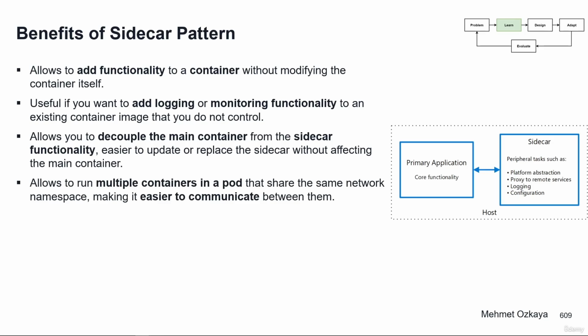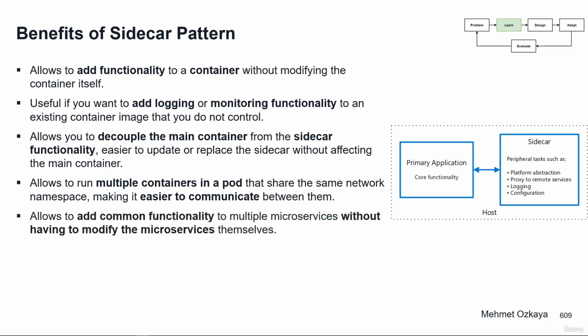It allows you to run multiple containers in a pod that share the same network namespace, making it easier to communicate between them. It allows you to add common functionality to multiple microservices without having to modify the microservices themselves. This can make it easier to manage and maintain your microservice deployments over time.